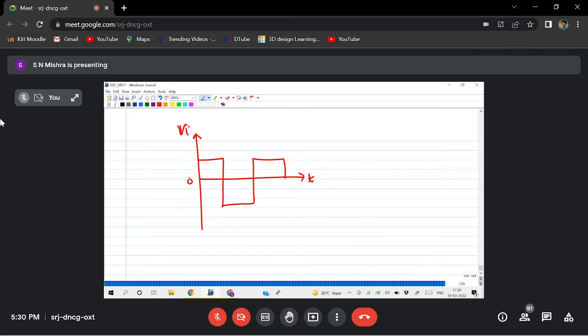Vi 0, 10, minus 10. Now what is the answer? 20, minus 20. No, how did 20 minus 20 happen, sir? It shifted upward, shifted up. No, it has not. 0 minus 20. The signal will be shifted downward.